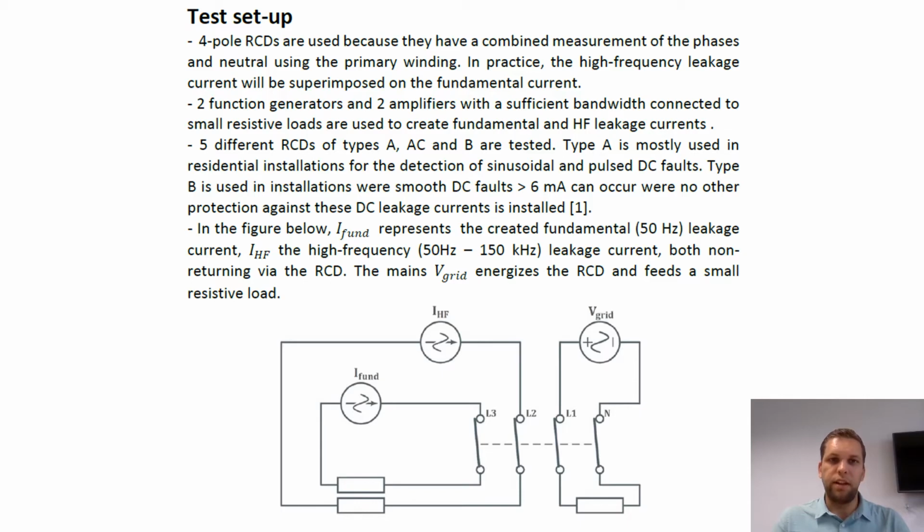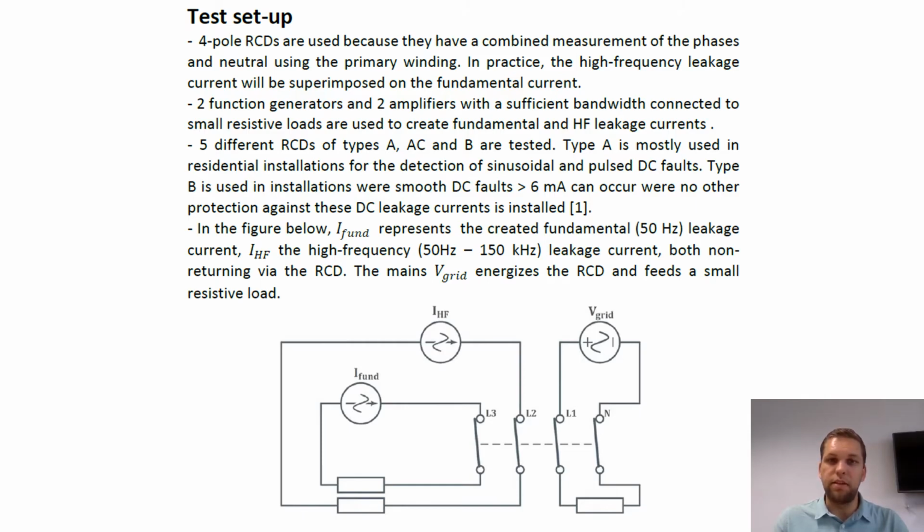The 5 different RCDs of types A, AC, and type B are tested. Type A is mostly used in residential installations for the detection of sinusoidal or pulse DC faults. And also type B is used in installations where smooth DC faults above 6 milliamps can occur, and where no other protection against these DC leakage currents is installed. So for instance, installations with EV charging or PV installations have a recommendation to use a type B.